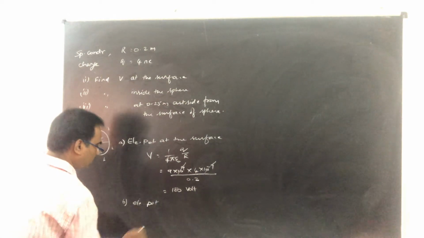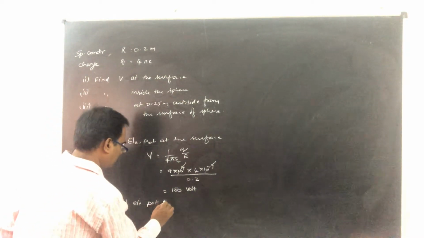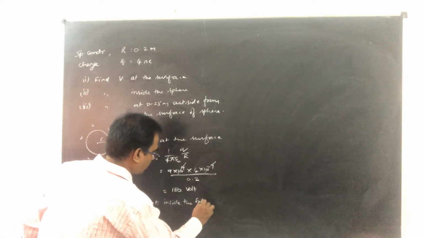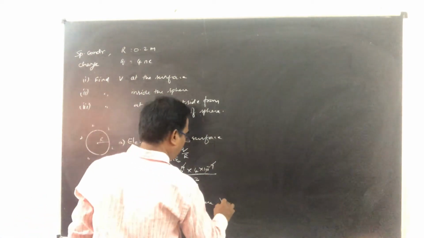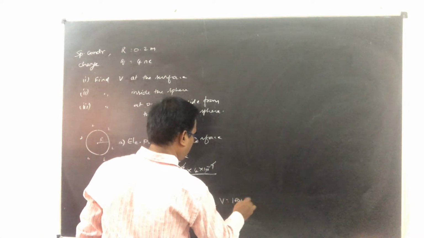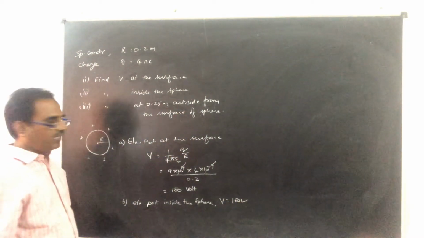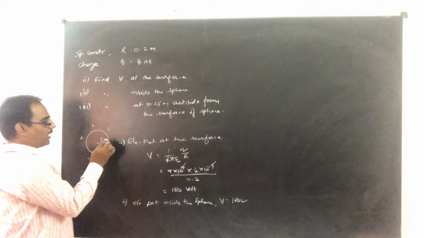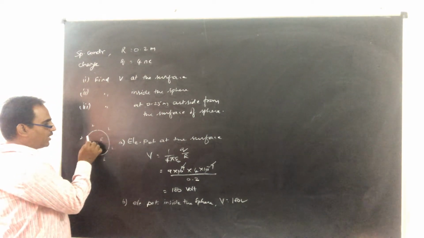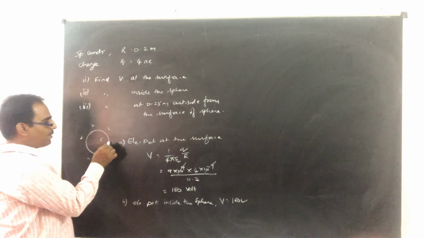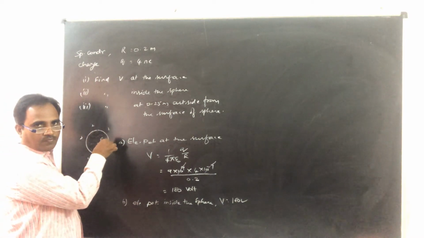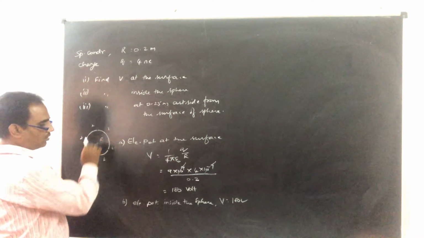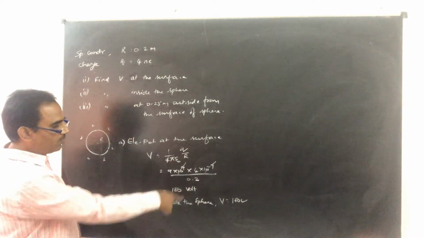Electric potential inside the sphere, V. Because in the theory I told you that the potential at every point inside the sphere is a constant and it will be the same as that on the surface. So whatever potential is there on the surface, it will be the same everywhere. So it becomes 180.